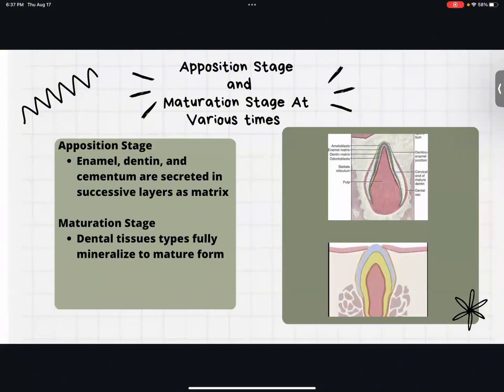Apposition and maturation stage. Enamel, dentin, and cementum are secreted into layers as matrix. Dental tissue types are fully mineralized and mature.